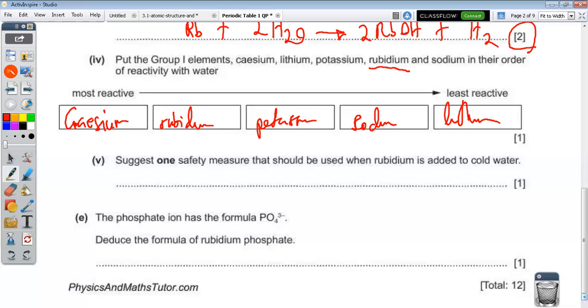You can't do this in a lab. The video I sent, people didn't watch it. That's why you are not doing these experiments. I sent it so that you see that, because you can never have it in a lab.